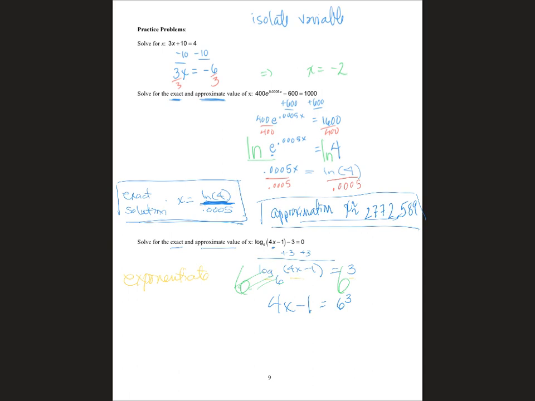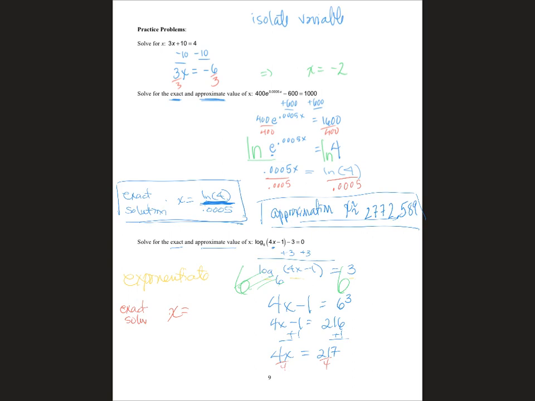This turns into a nice simple linear equation we can solve. 4x minus 1 equals, well, what is 6 cubed? 6 times 6 times 6 is 216. The next step would be to add 1 to each side, giving me 4x equals 217. And then I divide each side by 4, which would allow me to get the exact solution.